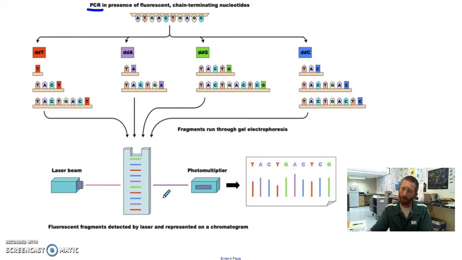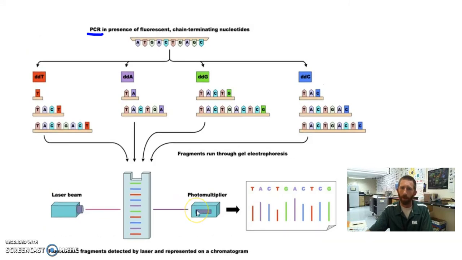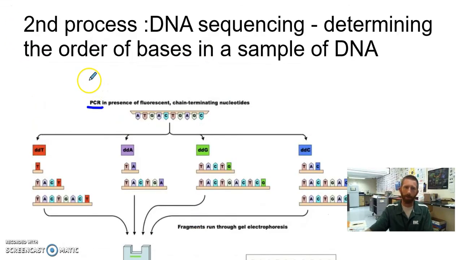Early 2000s, I think 2001, 2003, this project was actually completed for the human genome. So we now know lots of different stuff about the human genome. The sequence of the human genome, 3 billion letters, was basically determined this way. So that's our second process, DNA sequencing.